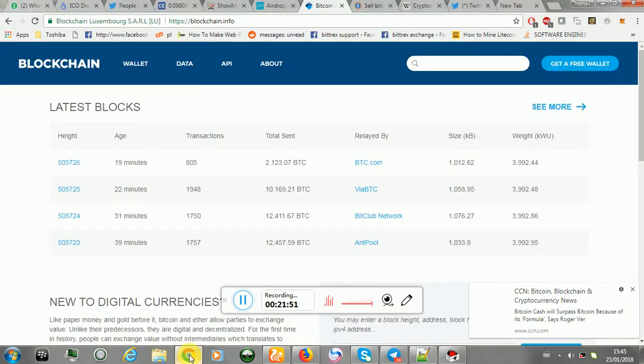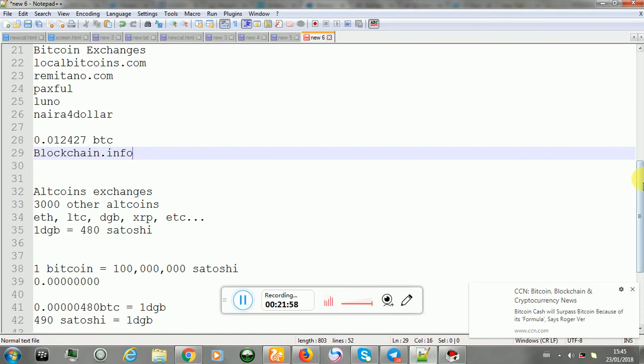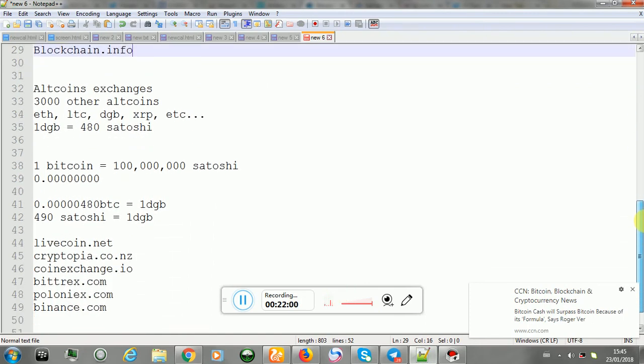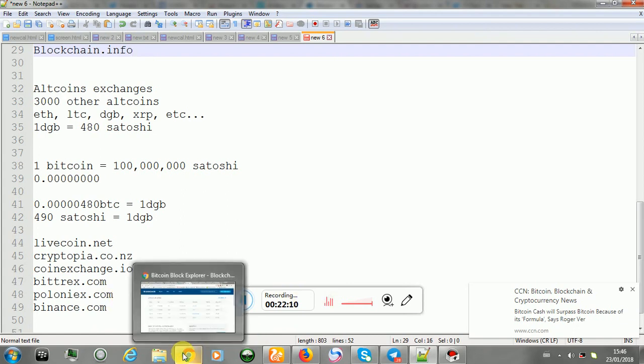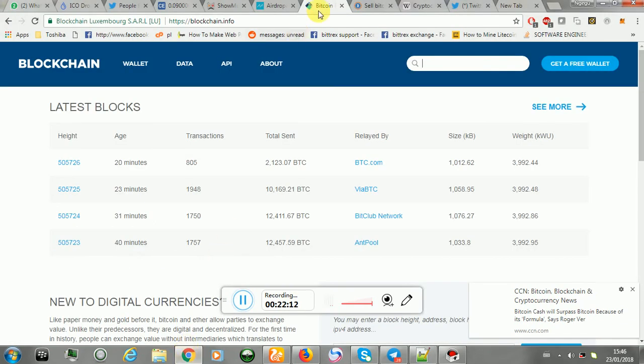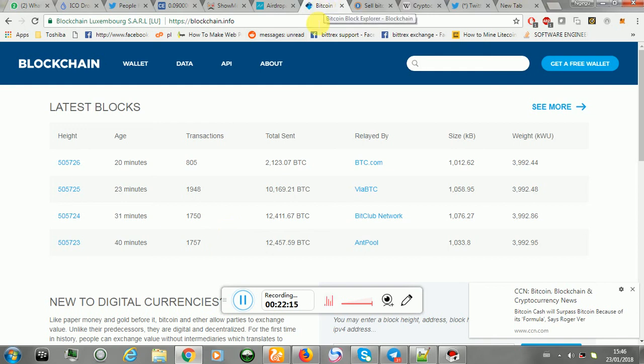Now you must be a very good trader to start using those things, and I'm going to give you some examples of the altcoin exchanges here. I've listed it already. I've listed about 5. We have livecoin.net, cryptopia.co.nz. We have coinexchange.io, bitrest.com, poloniex.com, and Binance. There are so many of them. I think currently we have over 14 popular ones, very, very popular ones that are doing well. We even have HitBTC and the rest.